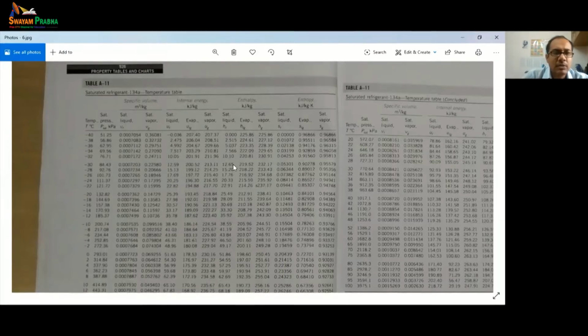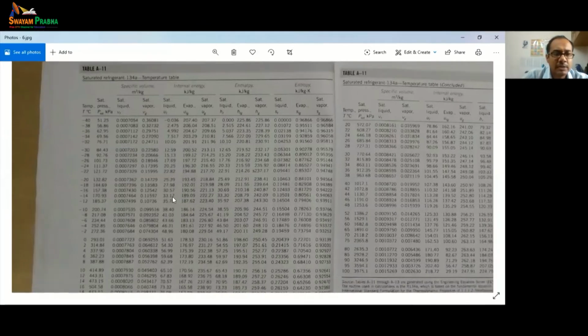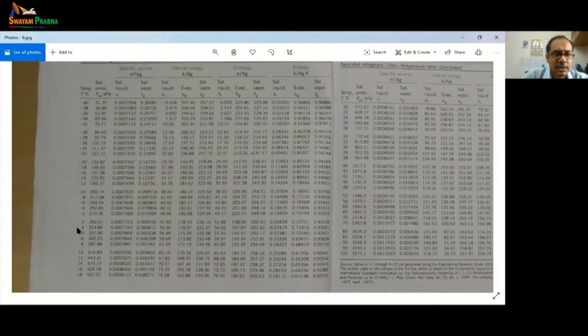Okay, so here what is given? It's given that -4 degrees centigrade. So let's see what the values are corresponding to -4 degrees centigrade. Here you see that -4 degrees centigrade appears here. Okay, and the corresponding saturated pressure is 252.85 kilopascal. So the second column is pressure and this is the saturated pressure.